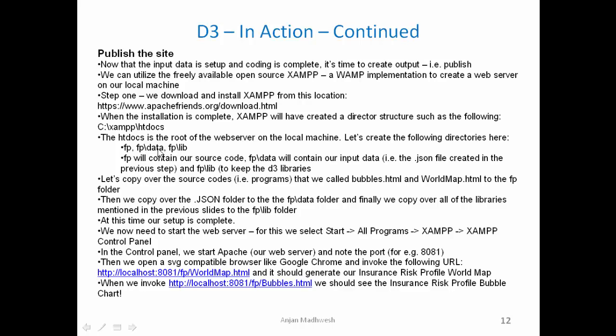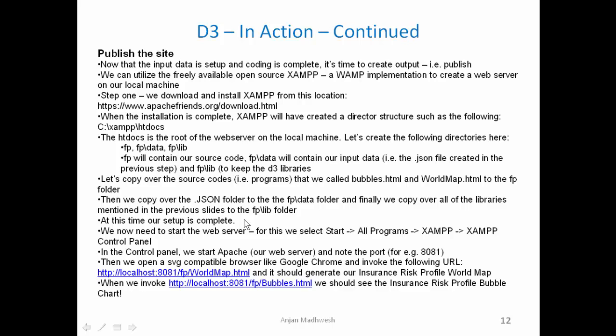Within data, I'm going to put the JSON file that I created in the previous step. And within lib, I'm going to put all of my libraries, the 2 or 3 libraries that we mentioned during our source code discussion. Once those are copied over, we move the source codes with the HTML files into the FB folder. And at this time, our setup is complete.